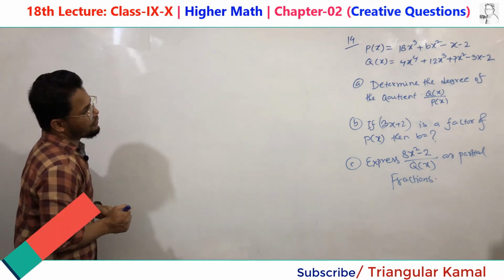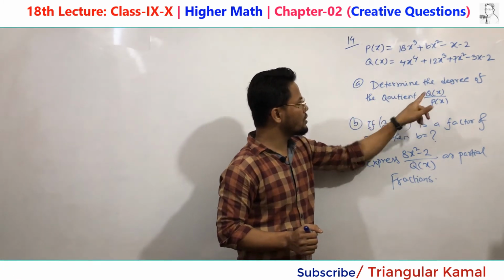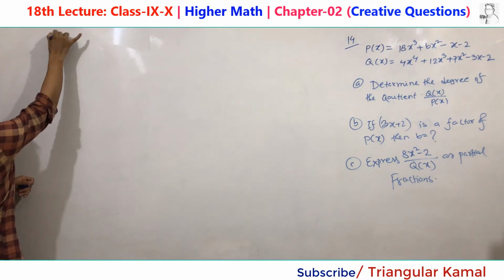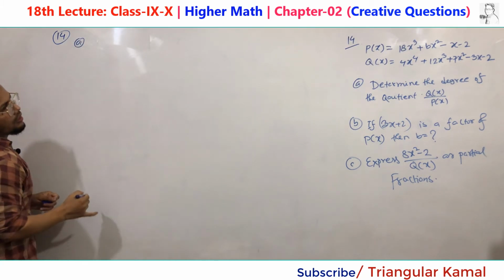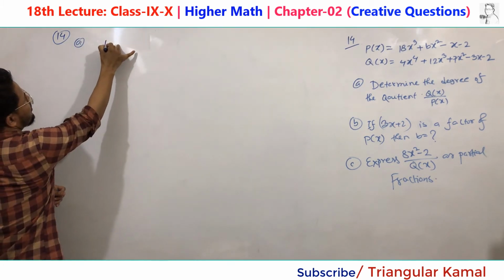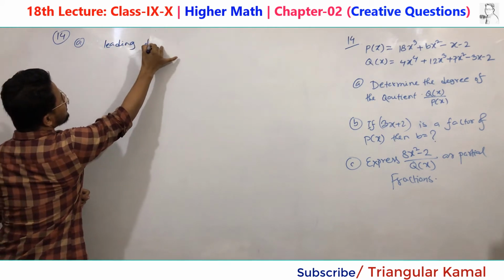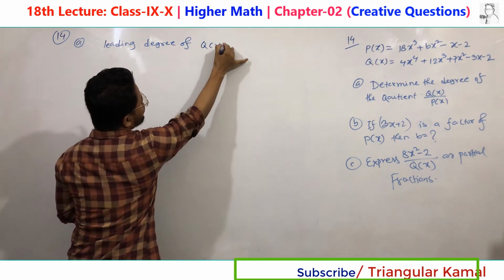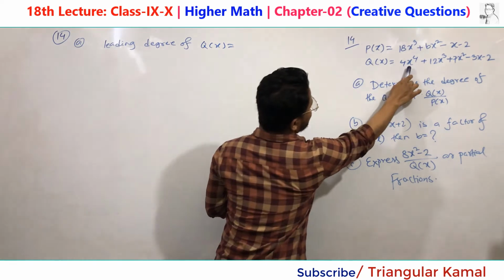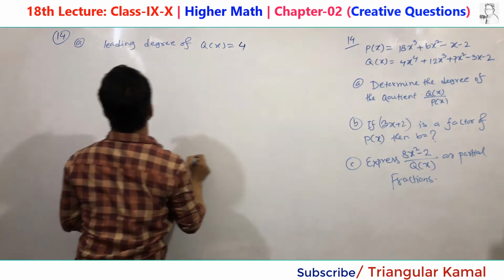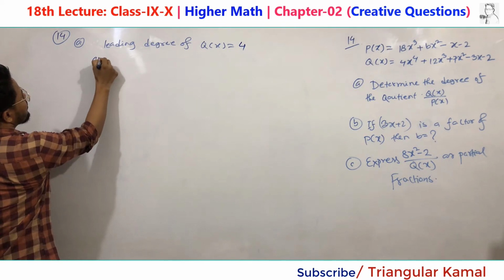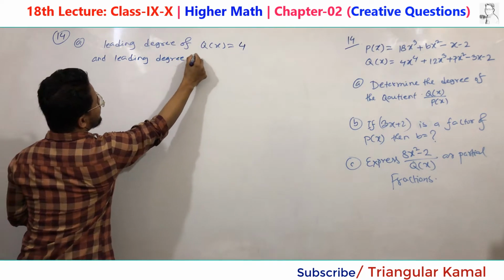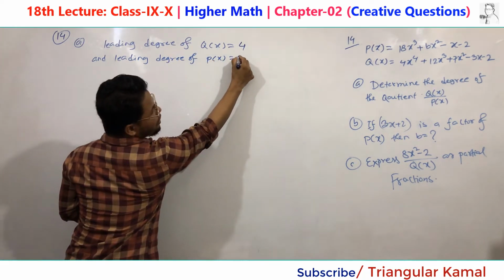Okay, give attention to the first question. Determine the degree of the quotient q(x) and p(x). So number A, leading degree of the numerator part q of x equals 4, and leading degree of p of x equals 3.